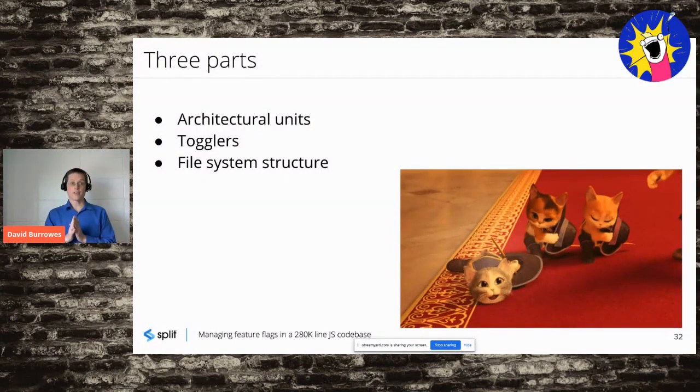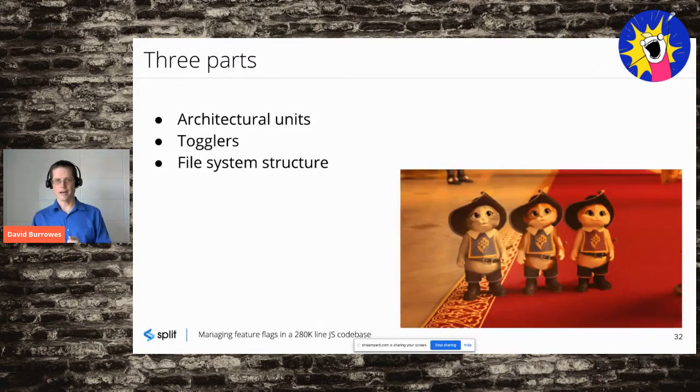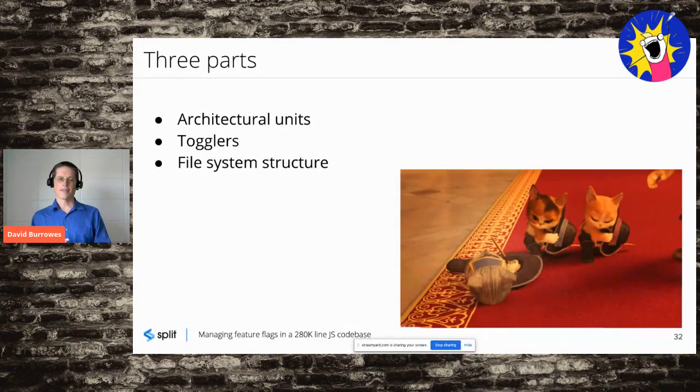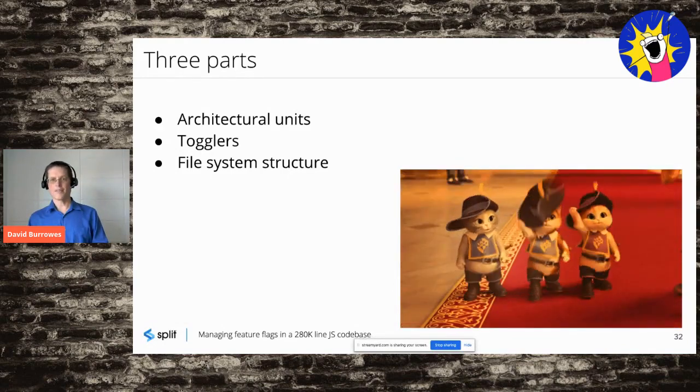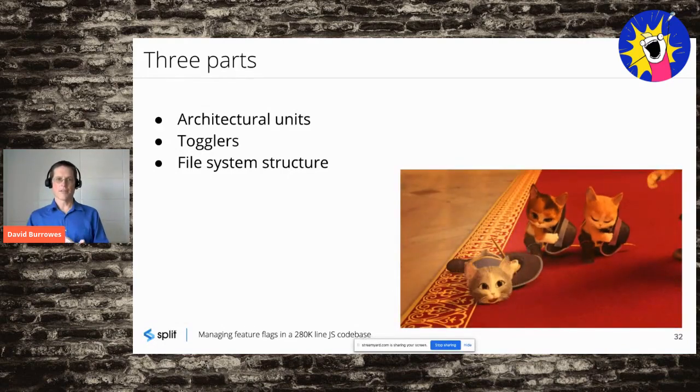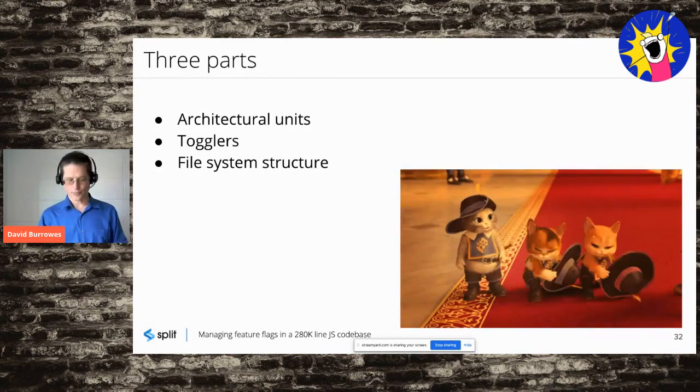There are three parts to this solution. I'm going to go into these in a little more detail. The first is to talk about the architectural units of the code. The second is to talk about togglers. And the third is to talk about a file system structure. Put together, these give a very elegant solution to managing your feature flags.